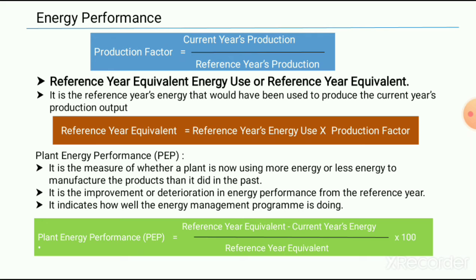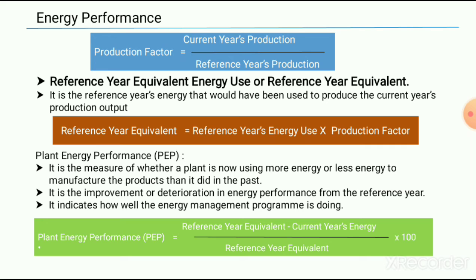The next bit is plant energy performance. It is a measure of whether the plant is now using more energy or less energy to manufacture the products. The plant energy performance indicates improvements in energy performance from the reference years. Also, it indicates how well the energy management program is going on.